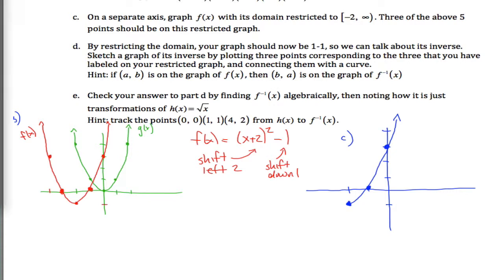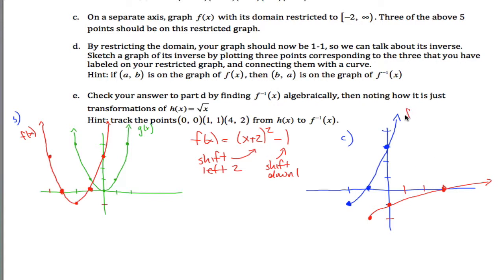Okay, what I'm going to do now is say, I have this point right here, which is x equals -2, y equals -1. If (-2, -1) is on my graph, then (-1, -2) is on my inverse. If (-1, 0) is on my graph, then (0, -1) is on my inverse. If (0, 3) is on my graph, then (3, 0) is on my inverse. In other words, I get a graph that looks something like this.